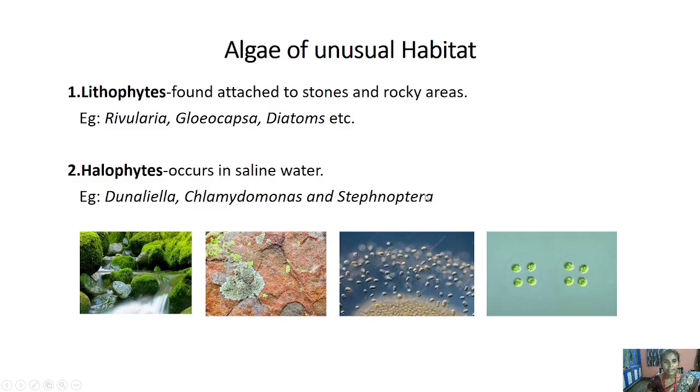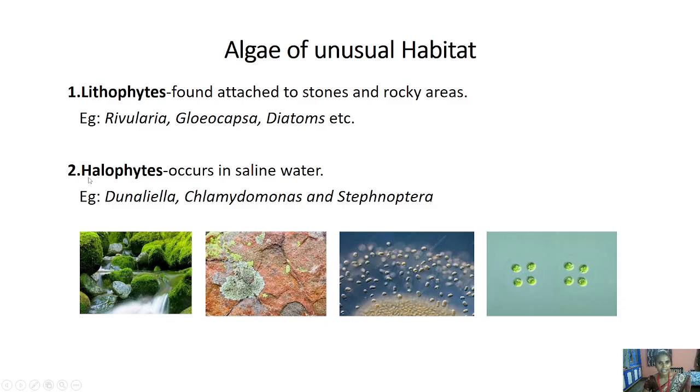Coming to the third category, that is algae of unusual habitat. So, based on their location, other than aquatic as well as terrestrial, if they exist in other habitats, those are referred to as algae of unusual habitat. Based on their existence or presence, the algae of unusual habitats are studied under different headings. The first one is lithophytes. Lithophytes are a group of algae which are found attached to stones or rocky surfaces or rocky areas. Those are referred to as lithophytes. Examples for lithophytes: Rivularia, Gloeocapsa, and diatoms.